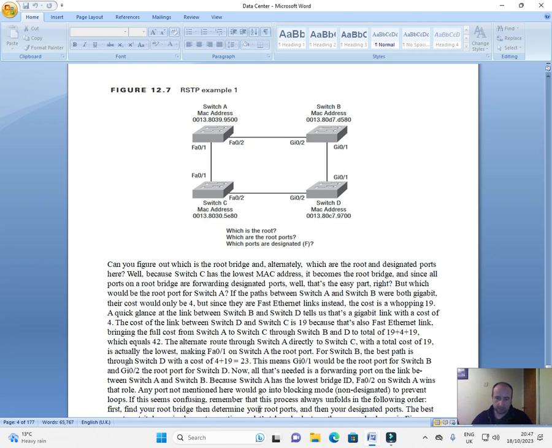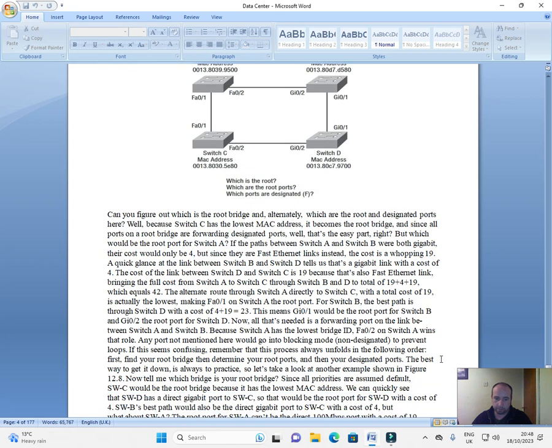If this seems confusing, remember that this process always unfolds in the following order. First, find your root bridge, then determine your root ports, and then your designated ports. The best way to get it down is always to practice. So let's take a look at another example shown in figure 12.8. Now tell me, which bridge is your root bridge?